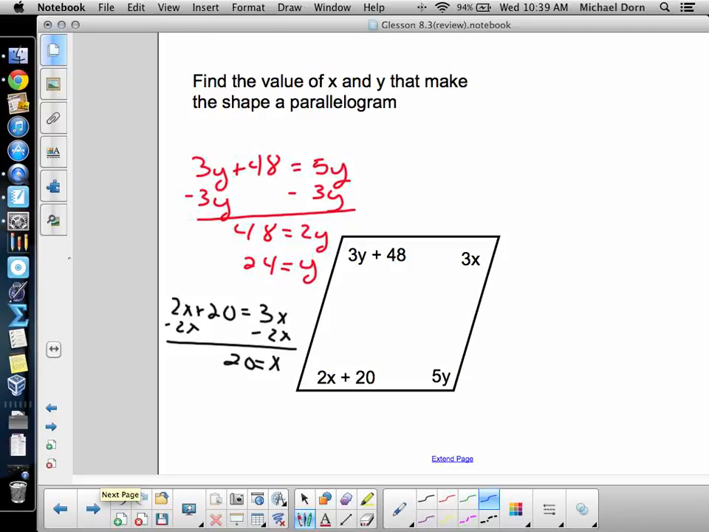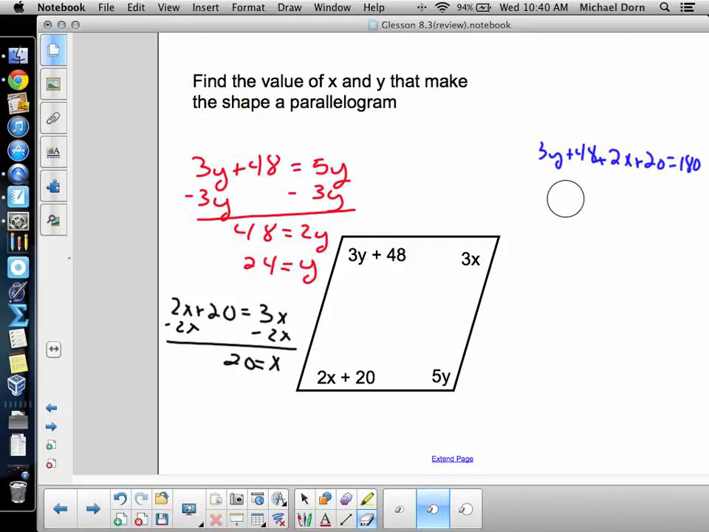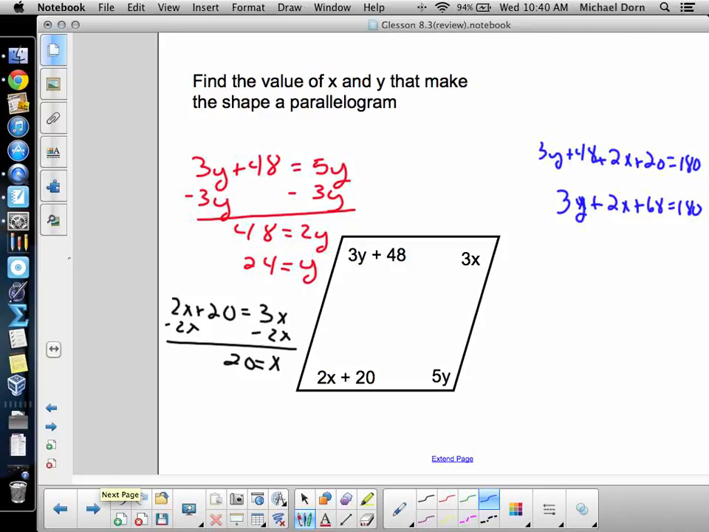Okay. Some people say, well, couldn't I do the supplementary thing here? Well, I guess we could get 3y plus 48 plus 2x plus 20 is 180. I can't combine that. What am I thinking? 3y plus 2x plus 68 equals 180. Or bring the 68 over, so 3y plus 2x equals, subtract 68, 112.